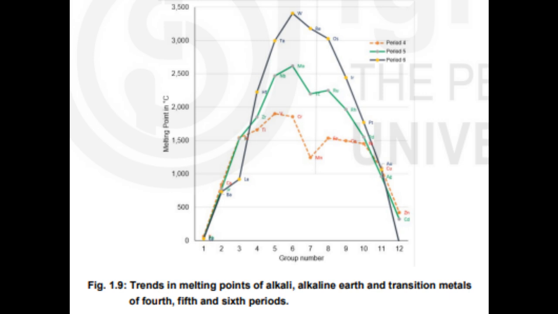As the process of boiling requires almost complete breaking of bonds, and such metallic bonding exists in the liquid state to some extent, high temperatures are necessary. Therefore, the boiling points of the metals are much higher than melting points. Fig. 1.9: Trends in melting points of alkali, alkaline earth and transition metals of 4th, 5th and 6th periods.